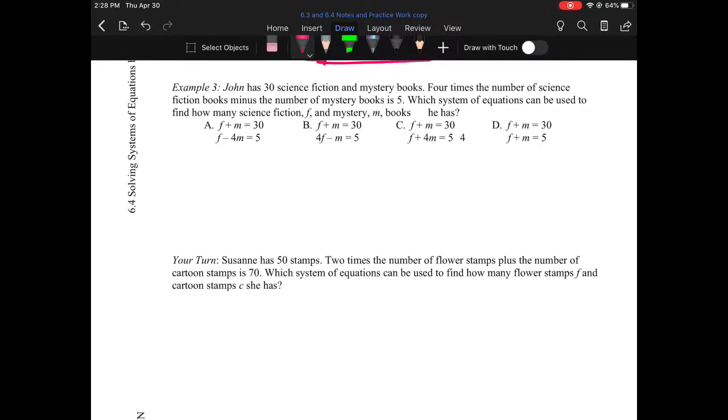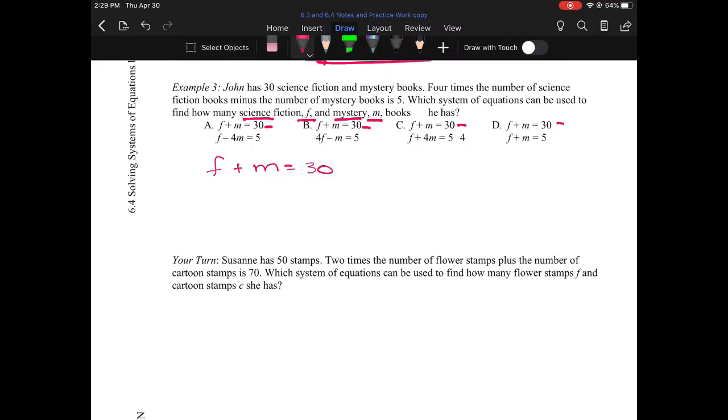All right, our last example. It says John has 30 science fiction and mystery books. 4 times the number of science fiction books minus the number of mystery books is 5. Which system of equations can be used to find how many science fiction books, which is F, and mystery books, M, he has? So he has 30 total books. So to get those total books, I have to add my fiction plus my mystery, and that should equal 30. So if I look, that equation is the same in all 4. So that part doesn't really help.